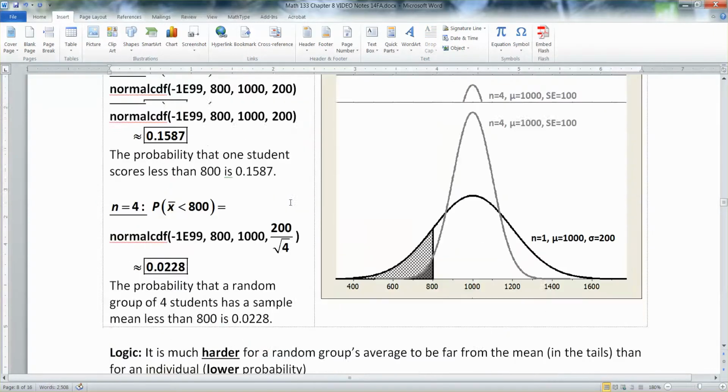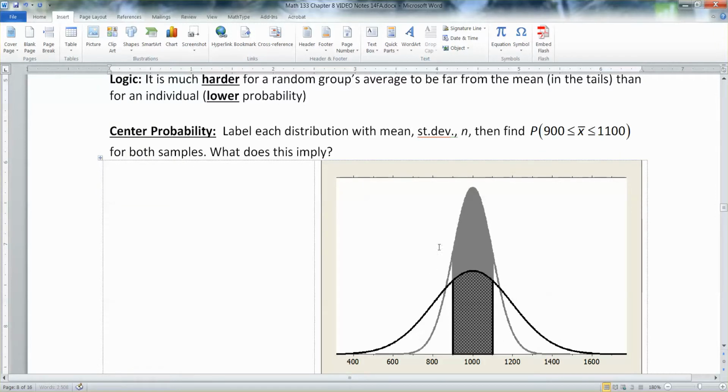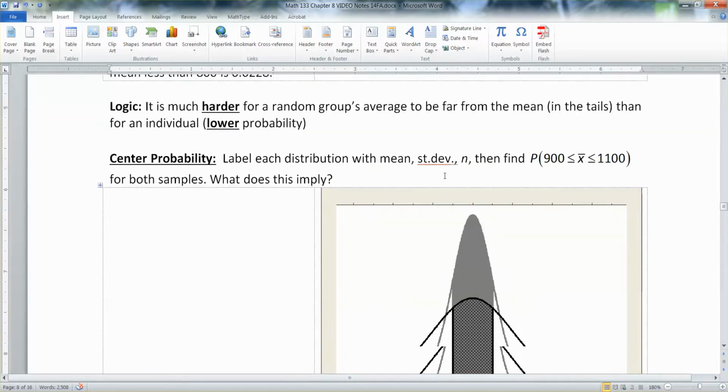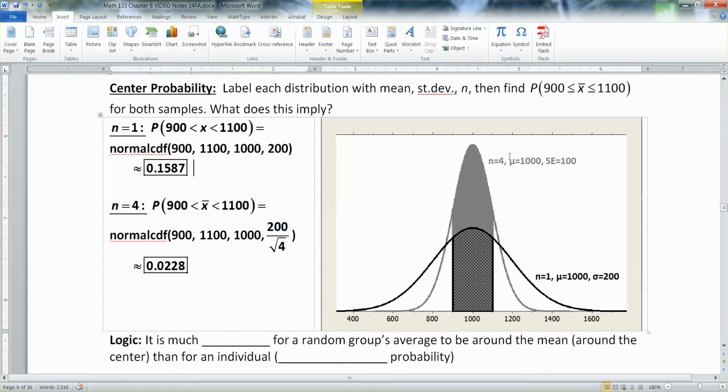So now let's think about what happens in the center. What happens if you're near and around the mean? So let's talk about being between 900 and 1100. And again, these are the same curves that were drawn up above. So let me bring down those same labelings. All right, so I brought down the labels.